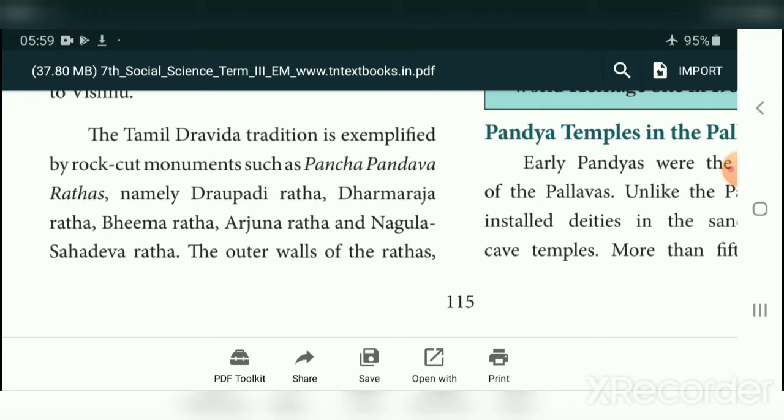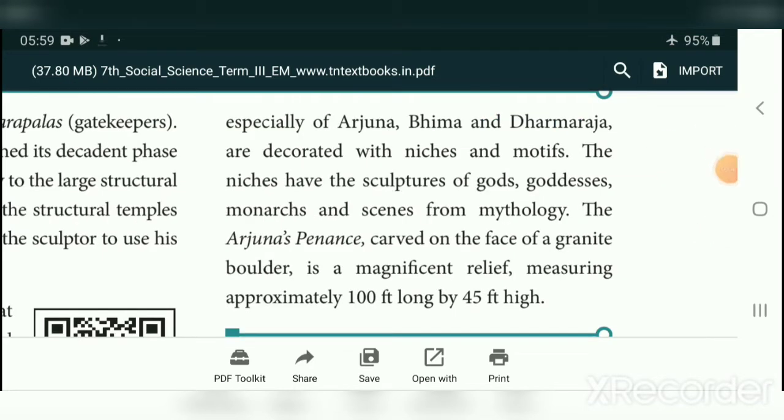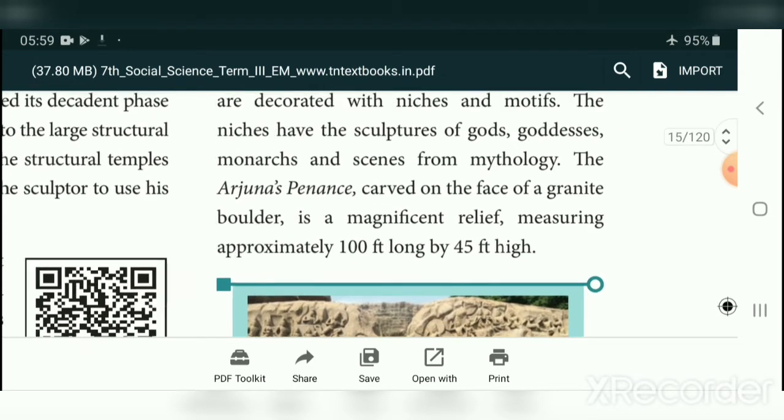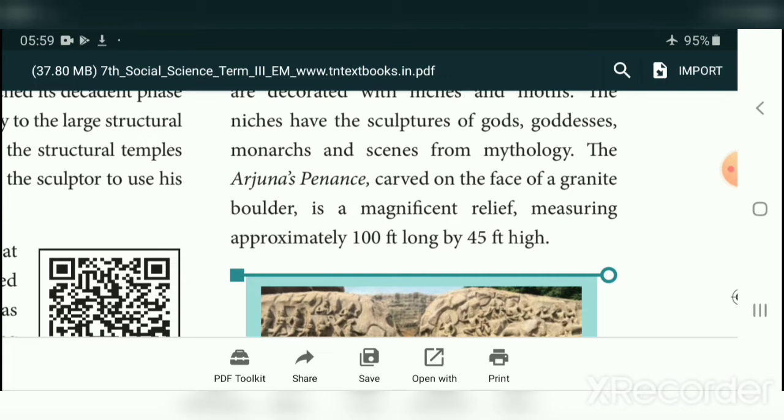The outer walls of the Rathas, especially of Arjuna, Bhima and Dharmaraja, were decorated with niches and motifs. Niches, small stands, niches and motifs. The niches have sculptures. In those niches we can see many sculptures of gods, goddesses, and kings. Monarchs means kings, and scenes from some mythological creatures. We can see these small sculptures on that wall.